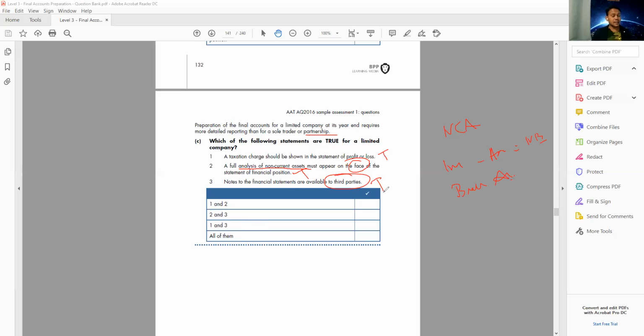Any financial statement that is available for everyone has nothing to hide, because the financial statement for the public or private company, if it is relevant to other people, they have to see it. So the answer will be 1 and 3.